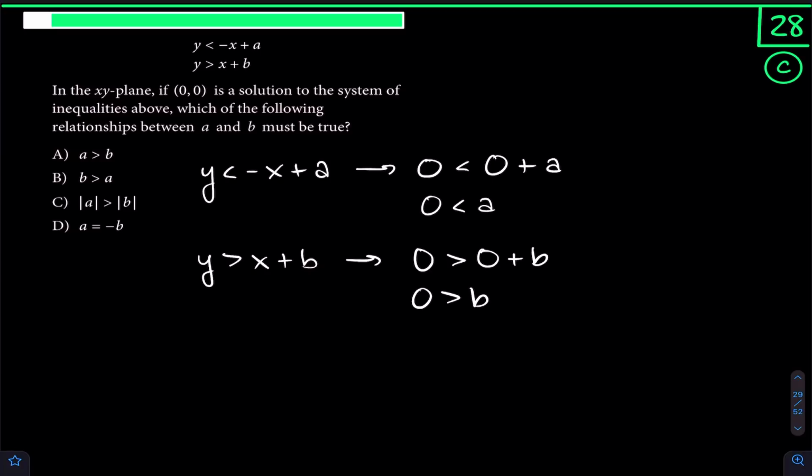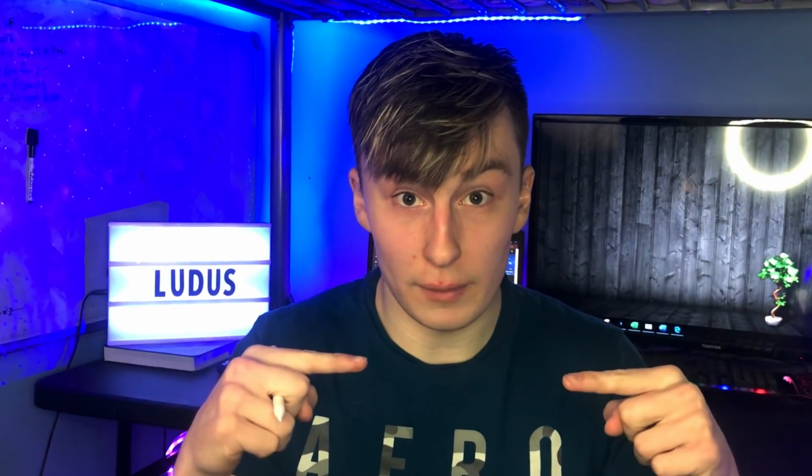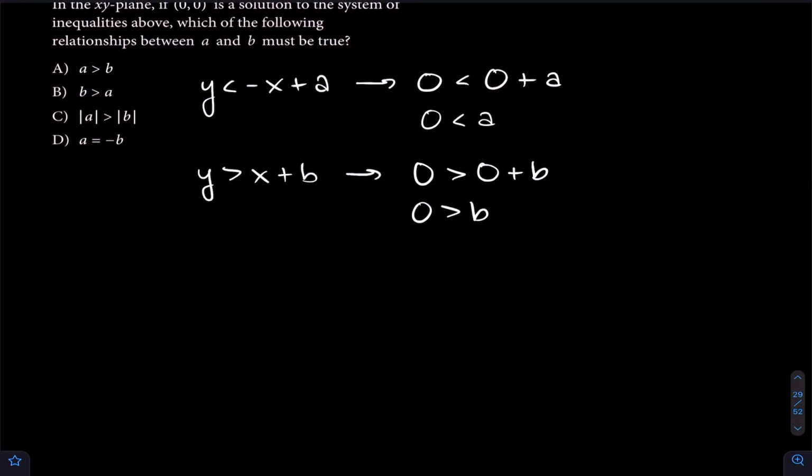So now I have two things here. I have that 0 is less than a, and I have that 0 is greater than b. So how do I get a relationship here between a and b? What connects these two inequalities? Well, what connects them is the fact that they are both showing a relationship to 0. So if they both have a relationship to 0, then they have a relationship to each other. I'll show you what I mean.